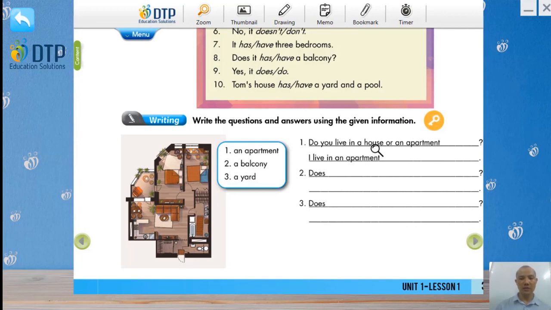Do you live in a house or an apartment? And you look at this one. What do you choose? An apartment. Number 2, does it have a balcony? You look at this one and tell me, does it have a balcony? Right. Is it a balcony? No. Is it a balcony? Yes. So what is the answer? Yes, it does. The next question, does it have a yard?